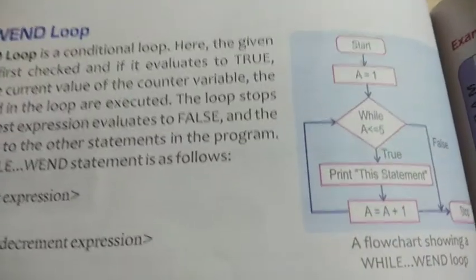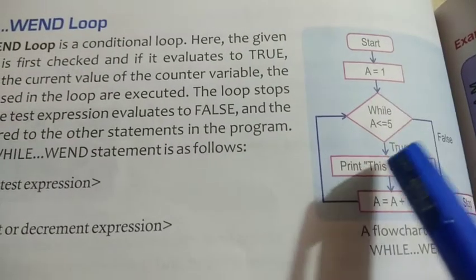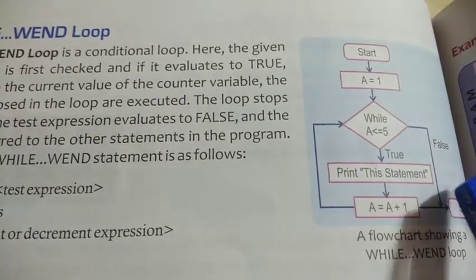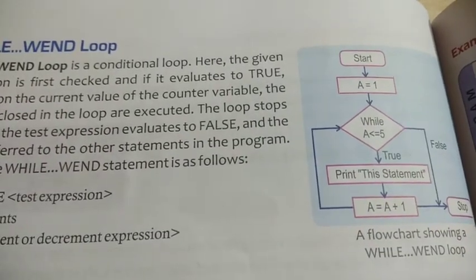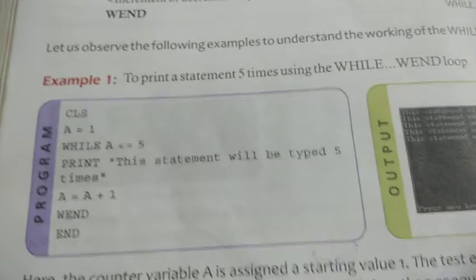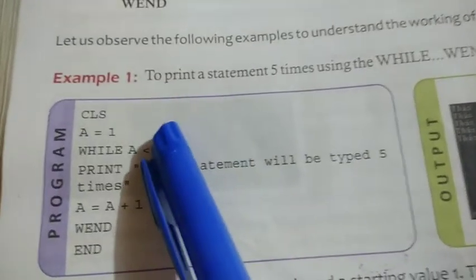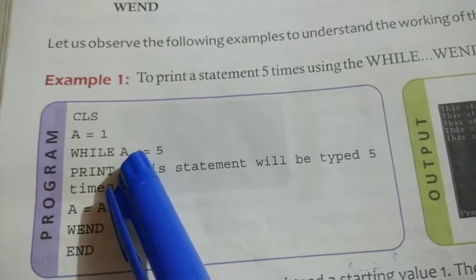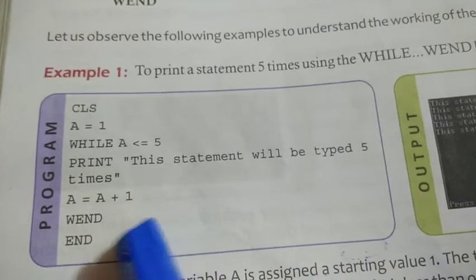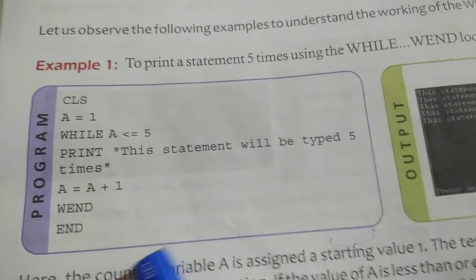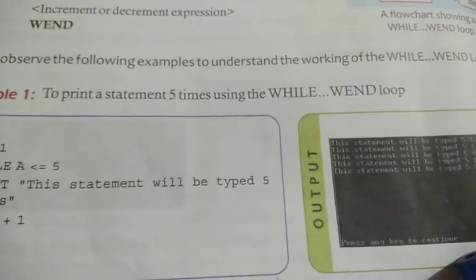See the flow chart showing a while loop. Start, A first, then while A <= 5: if true, print this statement, A = A + 1; if false, stop. See the structure of a while loop. Then observe example number 1, to print a statement 5 times using the while loop. Students, see properly: CLS, write A = 1, and while A <= 5, print this statement, which will print 5 times. Then A = A + 1, wend, and end. See the output, which prints 5 times in the loop.